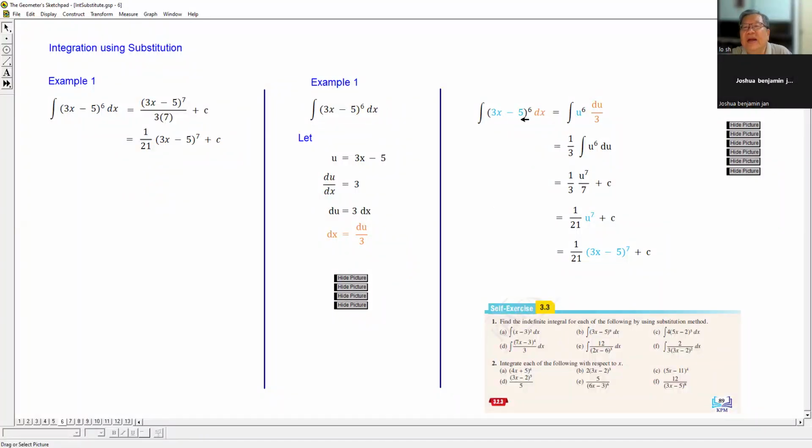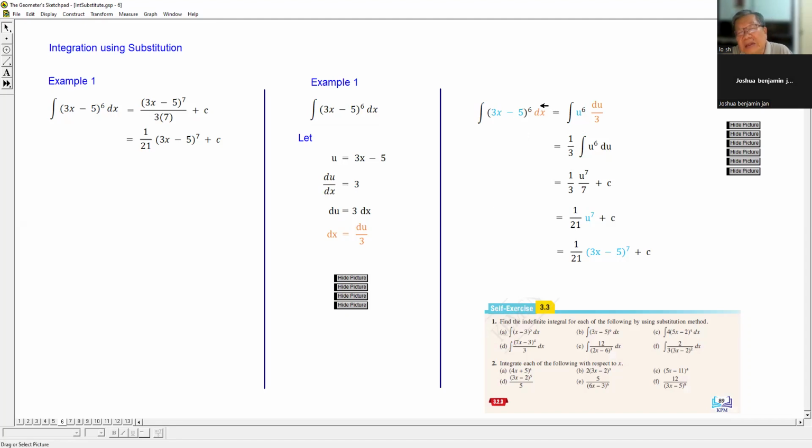This question, this one, right? So 3x minus 5 to the power 6 dx. Now, we already call this 3x minus 5 u. So I replace this 3x minus 5 with u. So instead of 3x minus 5 to the power of 6, we have u to the power of 6. Okay, enough?